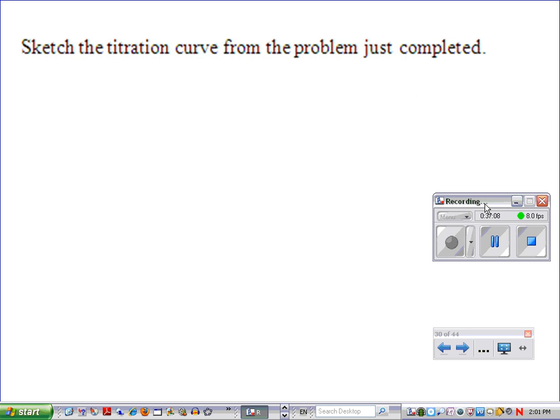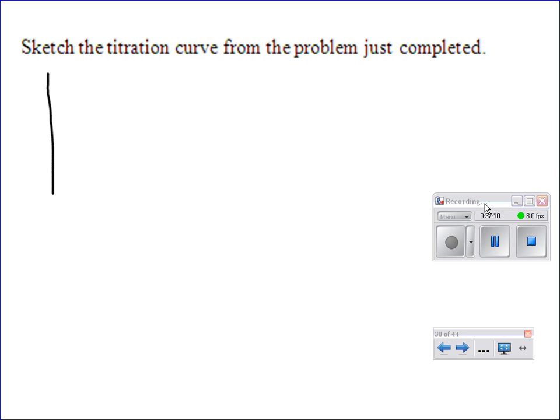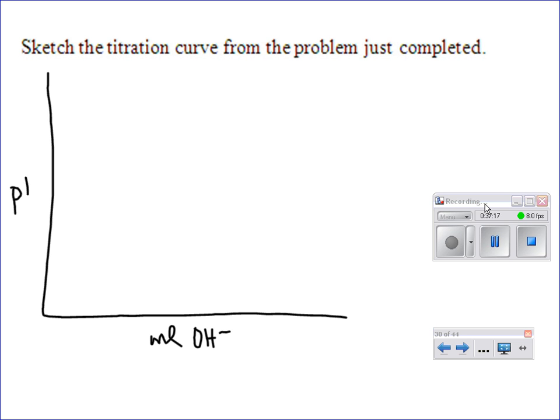All right, so now we're going to sketch. We always put the mL of the titrant on the y-axis. Why not the mL of the beaker? Because it doesn't change. It wouldn't be a very fun graph. It would just be 1 point. Okay, so 1, 2, 3, 4, 5, 6, 7, 8, 9, 10, 11, 12, 13.